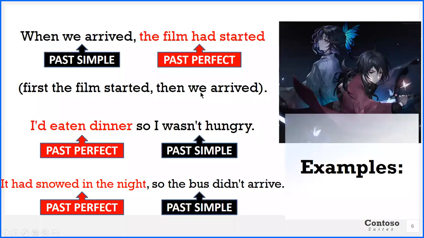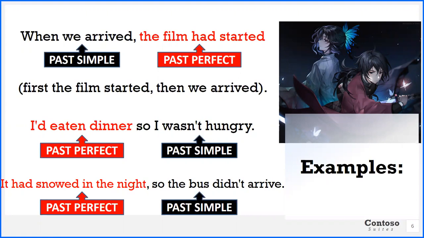So right here in this example slide, we have past simple in black and past perfect in red, so it's a little bit easier to identify. Here we see the first example, which says: when we arrived, the film had started. Which action happened first? Well, the film started and then we arrived.